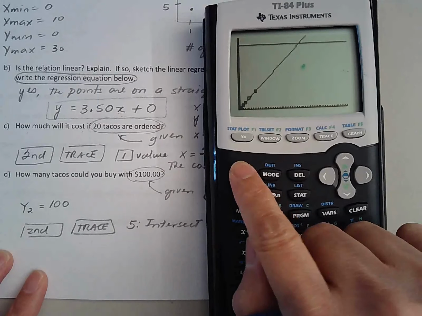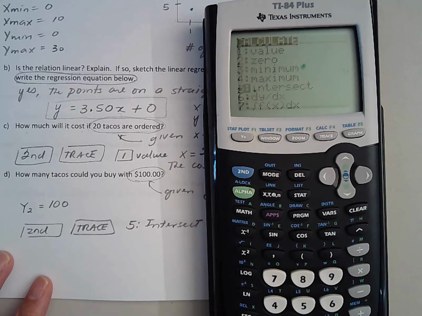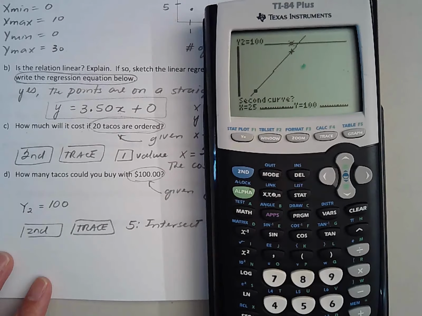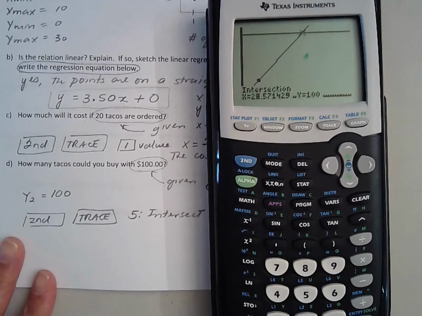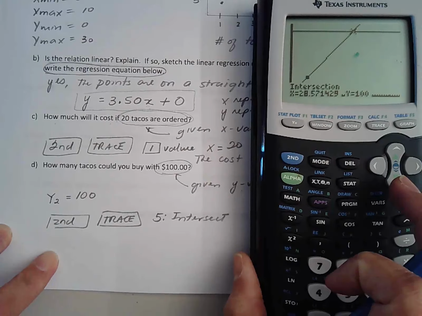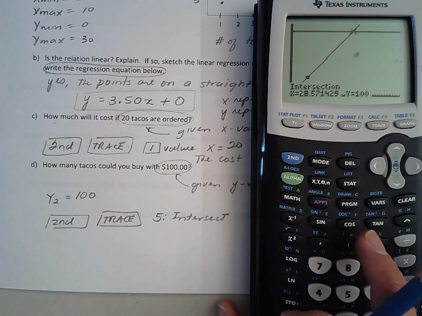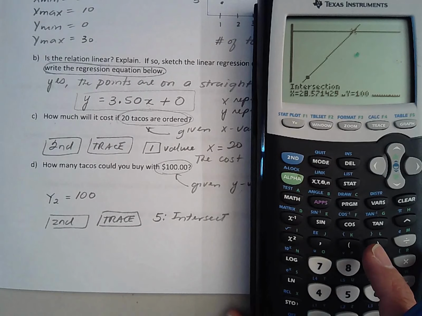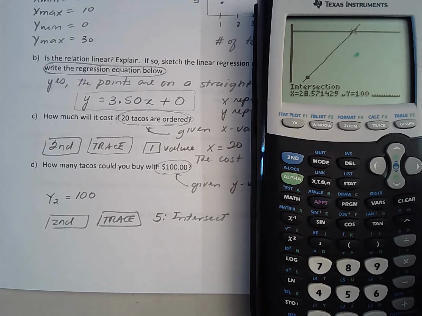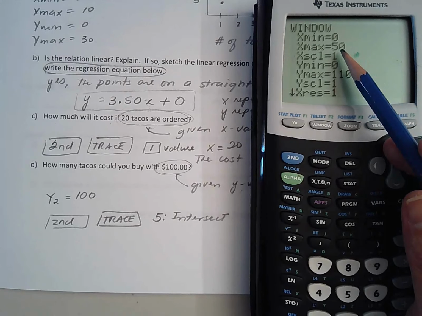So second function, trace, intersect. It's gonna ask you first curve, second curve. Yes, press enter, press enter. Okay, so now this is what I got. I could get 28.57 tacos. What did you put for X? Is it 25 or 5? Oh, 50. I put 50.